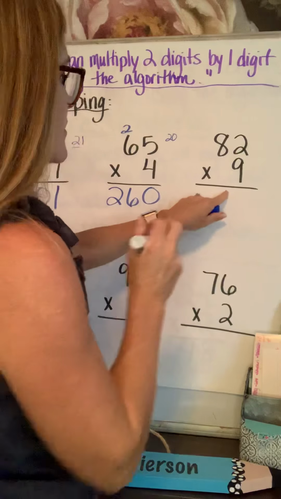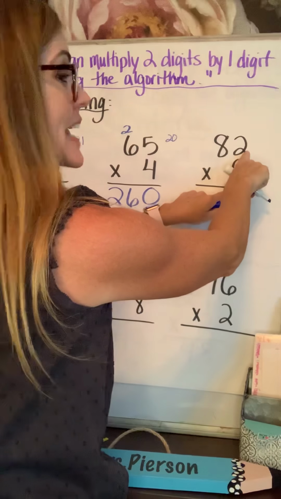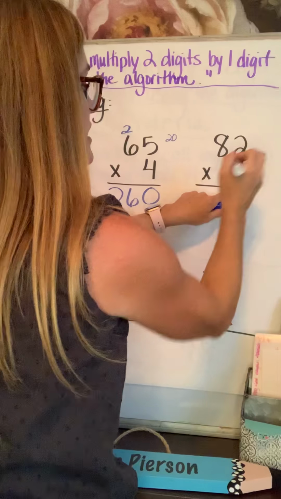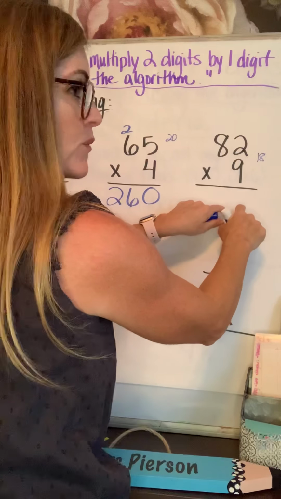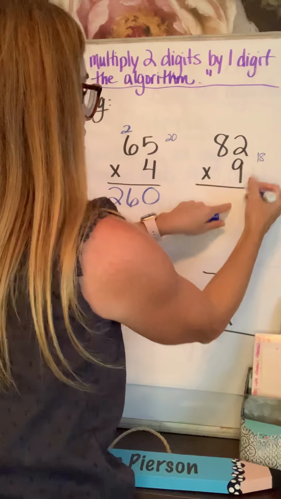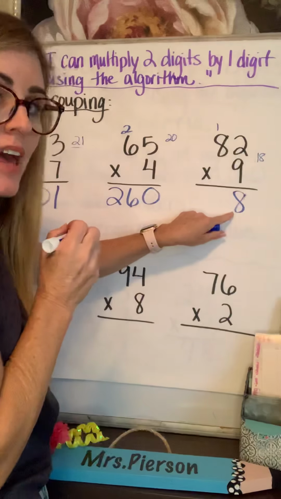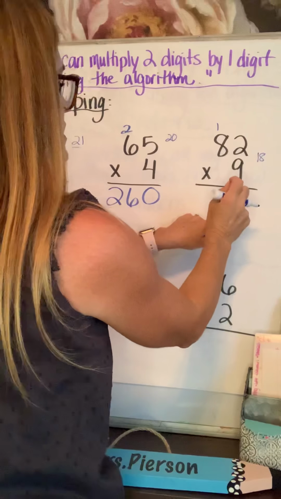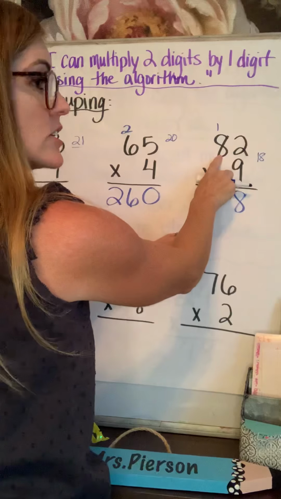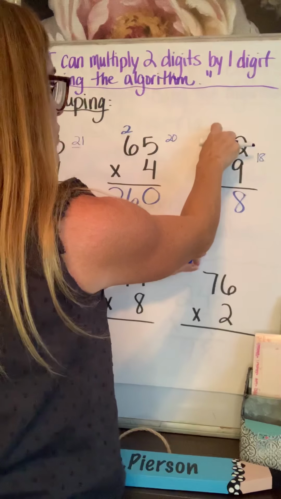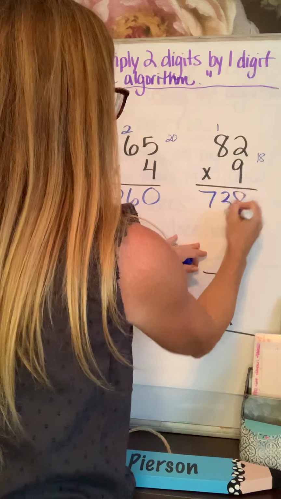All right, let's come here. 9 times 2 is 18. I cannot put 2 digits down. That wouldn't make any sense. I can only put the ones down. So I'm going to put the 8 down, carry that 1, which is really a 10, to the tens place. 9 times 8 is 72. 72 plus 1 more would be 73.